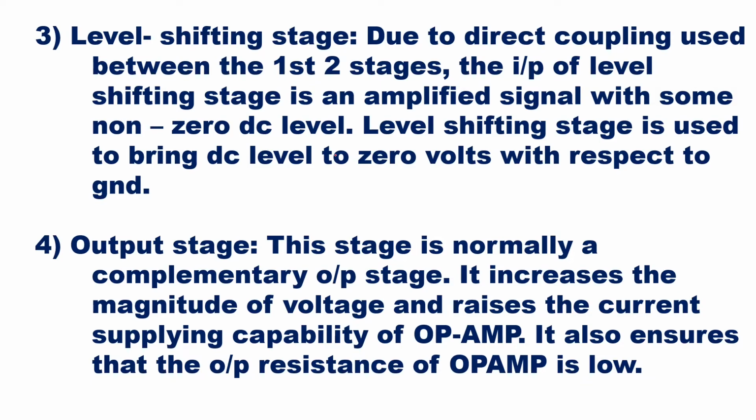Then we'll go to the fourth stage, the output stage. This stage is normally a complementary output stage. Complementary means it will have two transistors, one PNP and the other NPN. It increases the magnitude of voltage and raises the current supplying capability of the op-amp. It also ensures that the output resistance of the op-amp is low, so that you can interface it with any application. Clear? So these are the four stages of the block diagram of the op-amp.